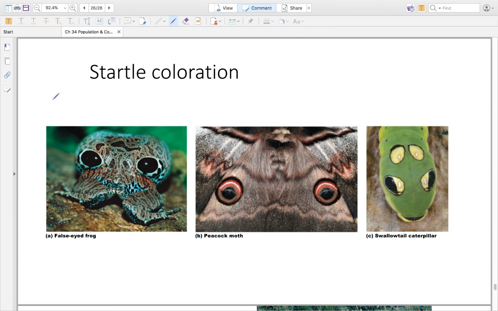Okay, this is more startle coloration. This is a peacock moth. And it actually has these big eyes here, and it looks like an owl from far away. This isn't the best picture of it, but it is not an owl. These markings right here make it look big. Okay, this is a caterpillar, and what does it look like? Looks like a snake.